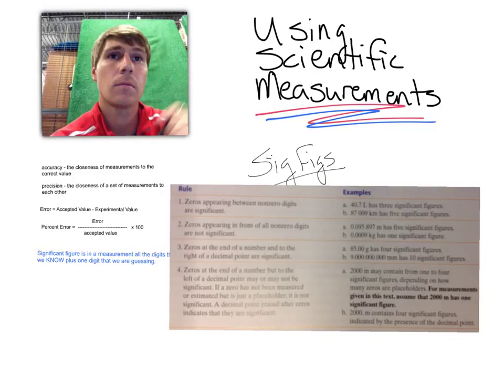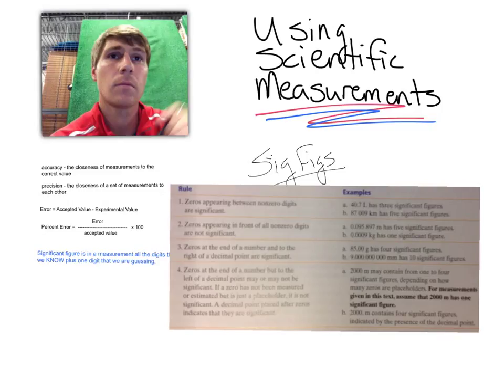Okay, here, number 3, numbers that are at the end of the number and at the end of a decimal point. Okay, so it has to be both, at the end of the number and to the right of the decimal point. That just means how exact it is, and so that is important. Okay, so the first example, 85.00, that means that we're not rounding to 85. That means that it is exactly 85.00. And then the same thing with the other one. So you do count those numbers.